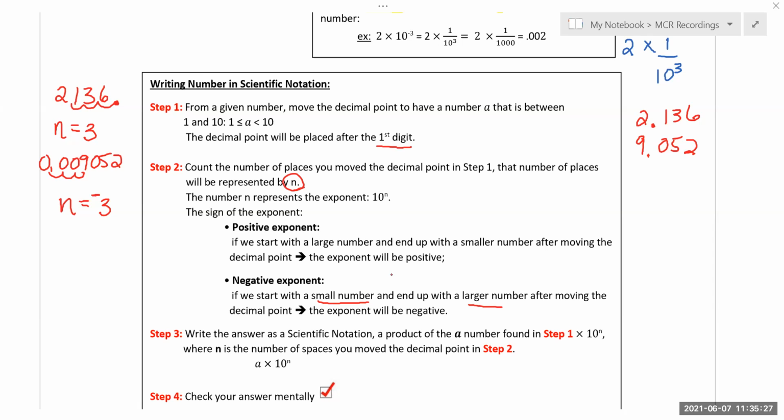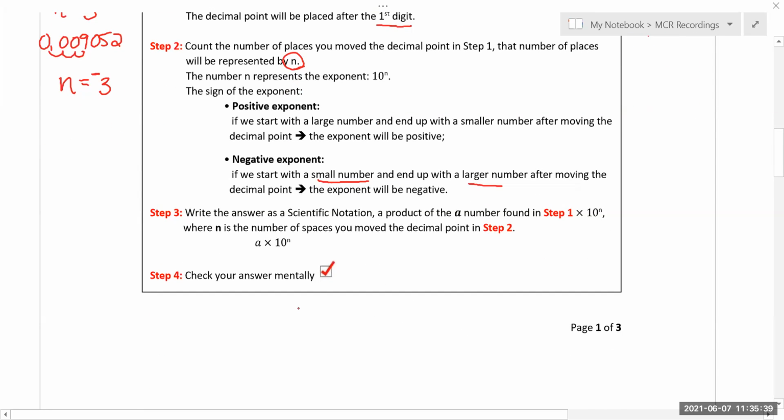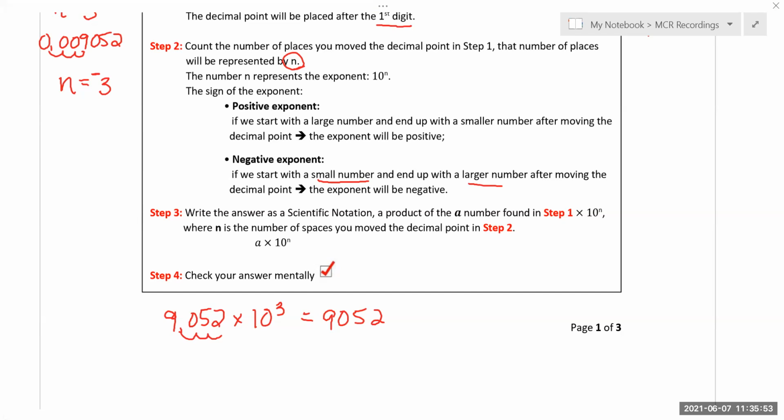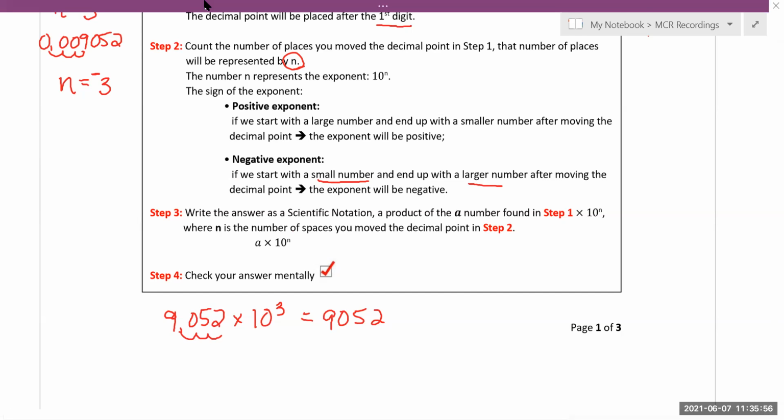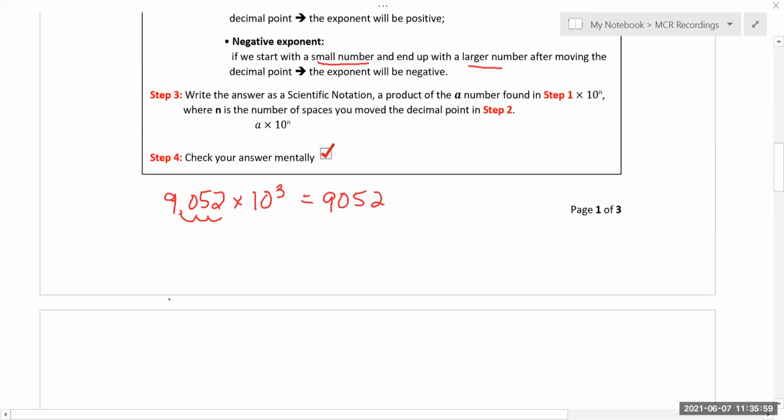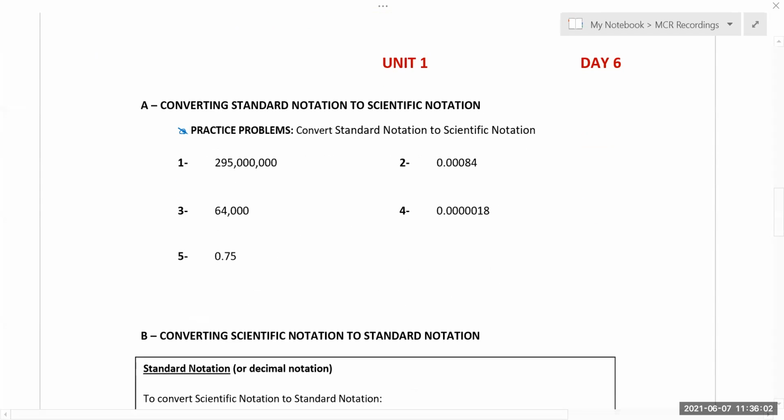Then how you finish is you write your answer in scientific notation. It's going to be some number times 10 to whatever your n was. And then if it helps, check your answer mentally. So if you get down there and you say it's 9.052 times 10 to the 3, that's going to give you a bigger number. Is that what you wanted? So just check that answer mentally. All right, so go through those steps a couple of times if you need to read them over, and then try a couple practice problems. So at this point, go ahead and pause the video and try a few of these.